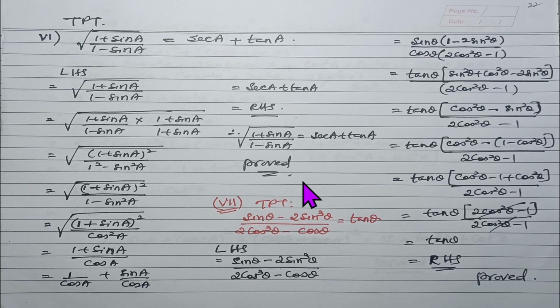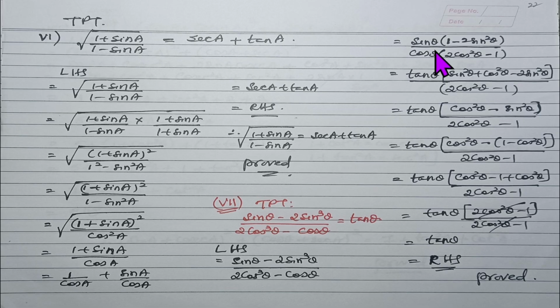So please remember this. Now coming to the next example, example number 7, we have to prove that (sin theta minus 2 sin cube theta) upon (2 cos cube theta minus cos theta) is equal to tan theta. Now take LHS. In this, sin theta is common, in the denominator cos theta is common, so take sin theta and cos theta outside. What remains is 1 minus 2 sin square theta in the numerator, and 2 cos square theta minus 1 in the denominator.